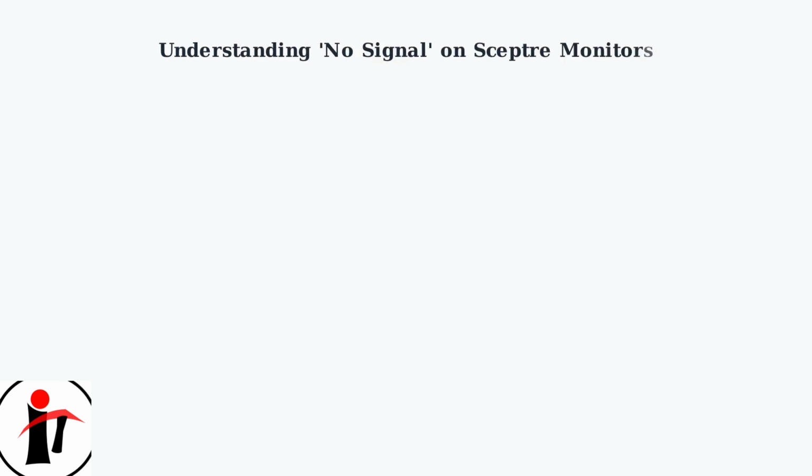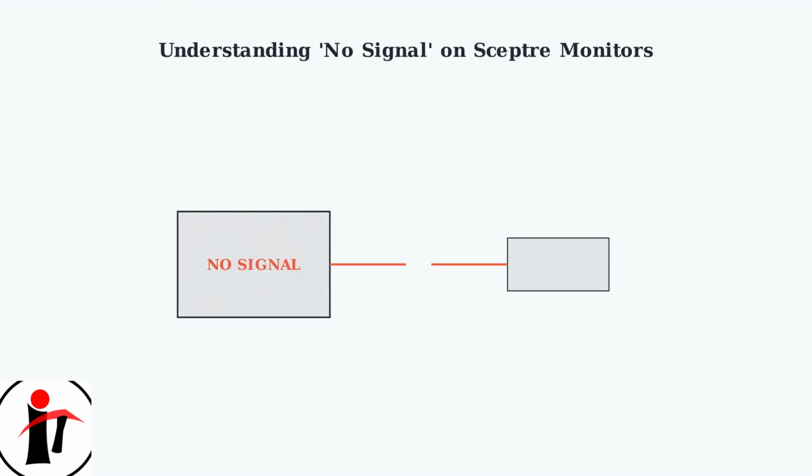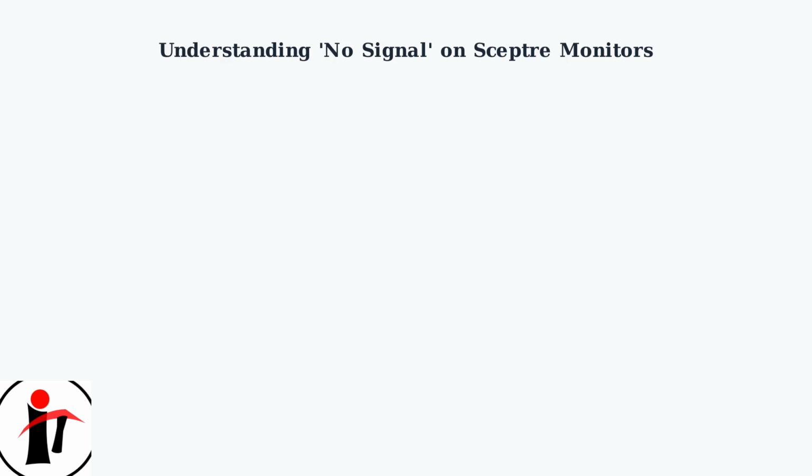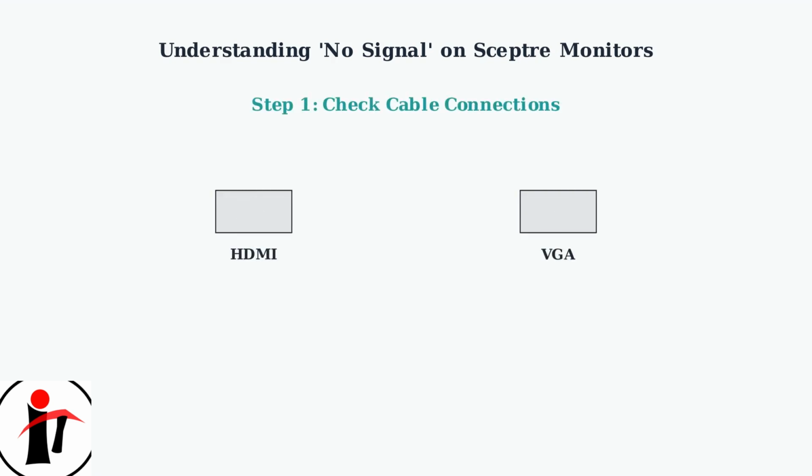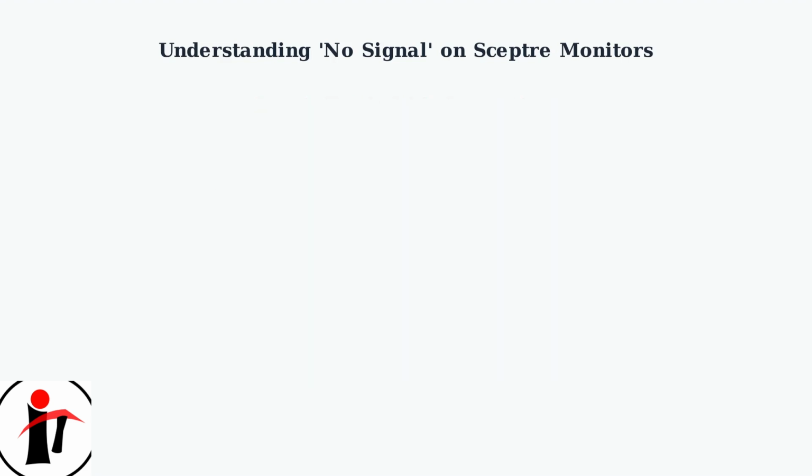The no signal error on your Sceptre monitor means it's not receiving video data from your connected device. This happens due to connection problems, misconfigured input sources, or hardware issues. First, check all cable connections to ensure they are secure. Loose connections are the most common cause of this issue.